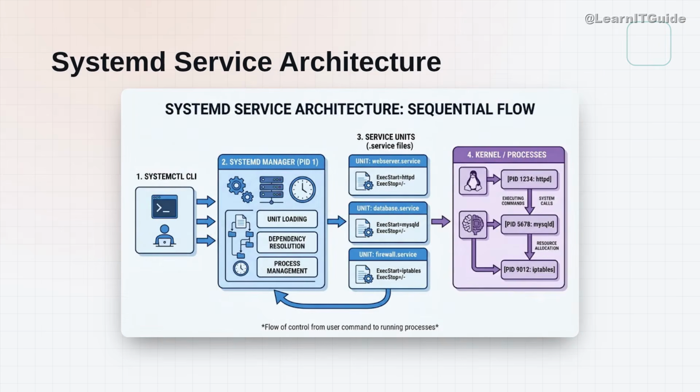Let us look at how this works internally. You type a command into the Systemctl interface. That command travels to the system manager, which acts as the brain. The manager then talks to your service units. These are the configuration files that define how your app runs. Finally, systemd interacts directly with the Linux kernel to start, stop, or monitor the actual processes. It is a clean, direct path from your keyboard to the operating system.